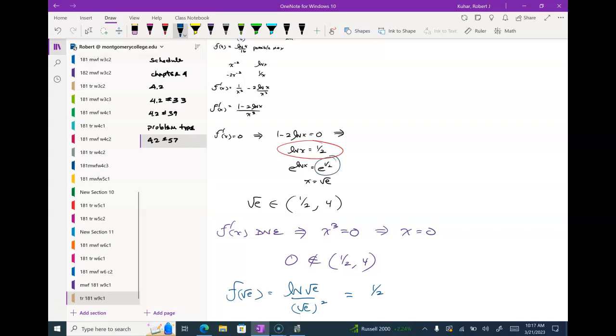Yeah, e to the 1/2 power is the same thing as square root of e. So I get 1/2 over e, right? Which is 1 over 2e.